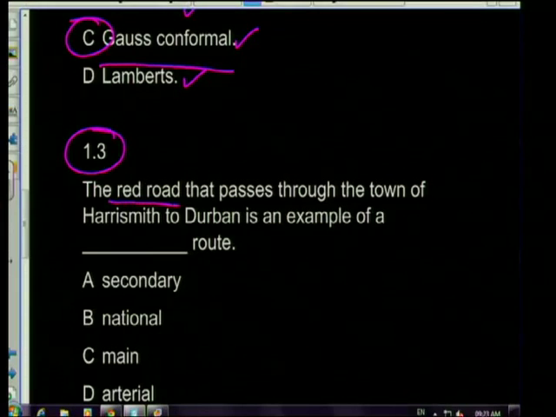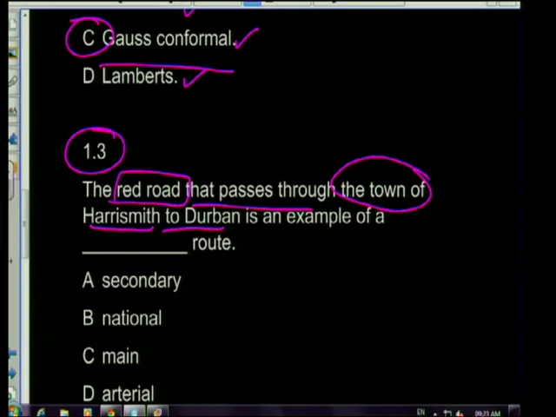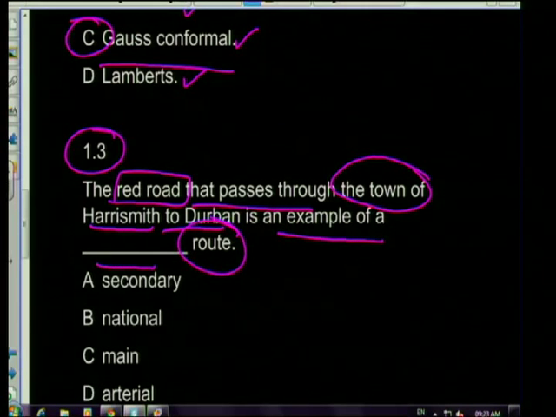1.3, the red road that passes through the town of Harry Smith to Durban is an example of a what route? Now, red road, what you should know is the following. Once you've established the location of Harry Smith, the N3 is the major highway, the National Route 3 is the major highway that links the city of Durban to the city of Johannesburg, bypassing the town of Harry Smith. Now, what type of national route is this? In order to do this, this type of question is requiring you to go to your reference. Let's go to the reference on our topographical map and try and determine what is the correct answer.